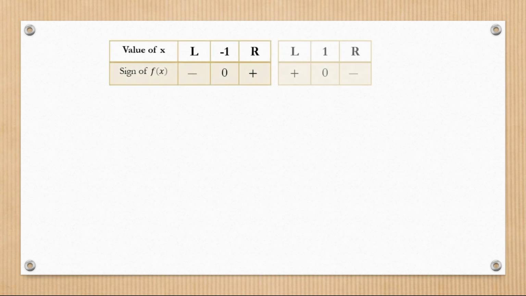So when I put this on tables, this is what I actually have. For negative 1, I have a negative on the left hand side and a positive on the right hand side. Then for positive 1, I have a positive on the left hand side and a negative on the right hand side. So we can see that we have a minimum when the value of x is negative 1, and a maximum when the value of x is positive 1.